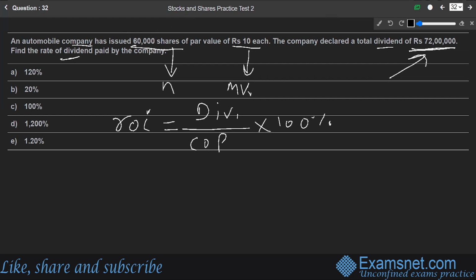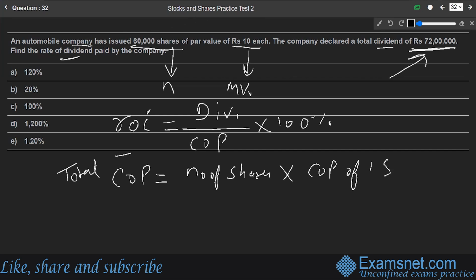In this situation, the dividend is already given to us as 72 lakh. We'll find out the cost of purchase of all those shares. The cost of purchase of all those shares can be simply given as the number of shares multiplied by the cost of purchase of one share. That will be the total cost of purchase that is required for this particular equation.